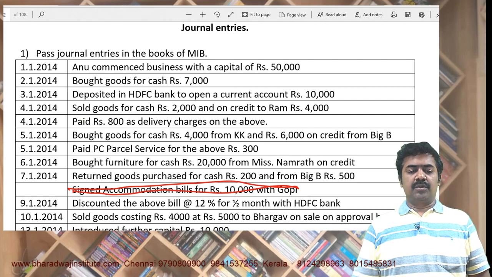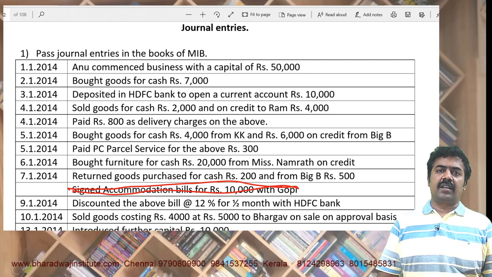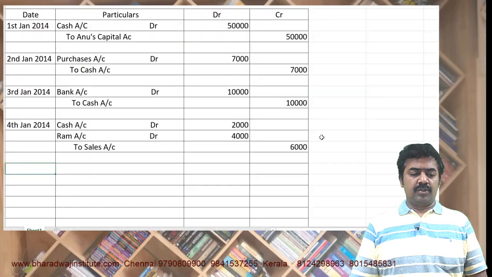Next, bought goods for cash and credit from Big B. Once you pay cash, KK account is irrelevant. So purchases is an expense. So debit all expenses and losses.